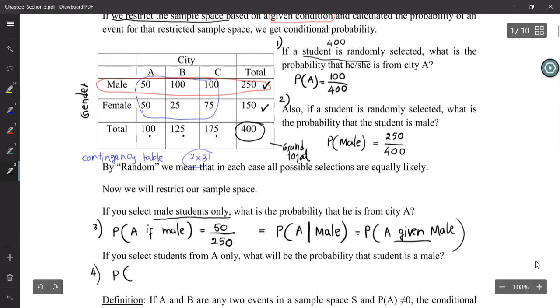Now you know the notation. How do you say it? The probability that the student is a male out of those who are from city A only, right? So how do you write it? Yes, I got the answer. The conditional probability: probability of male given that person is from city A.